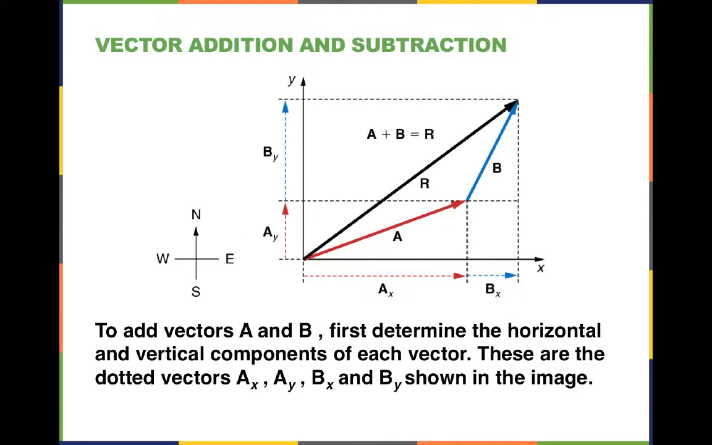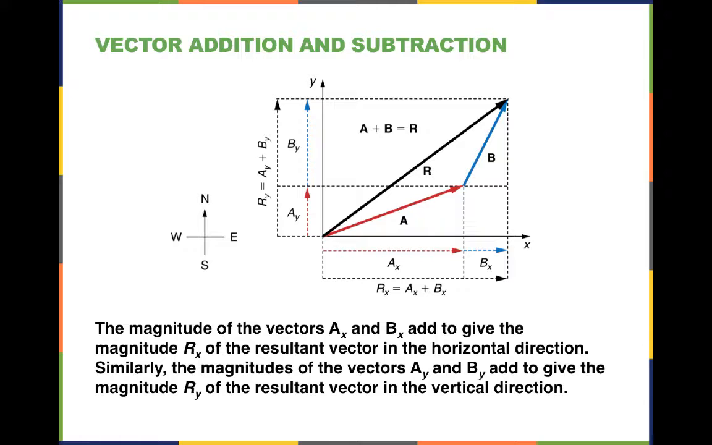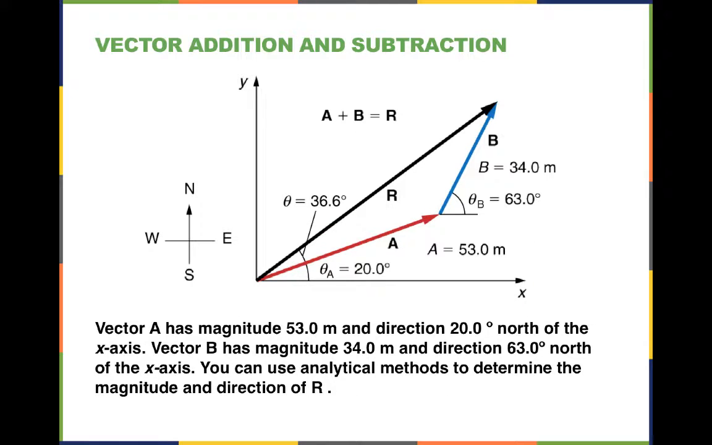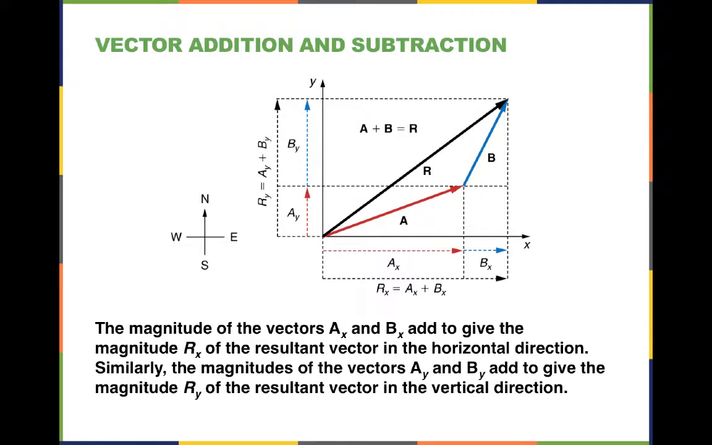You divide A into AX plus AY, and B into BX plus BY, as shown in this diagram. You then find RX by adding AX plus BX, and you find RY by adding AY plus BY. The angle can be found by AY plus BY divided by AX plus BX. This will be the tangent of the resultant's angle.